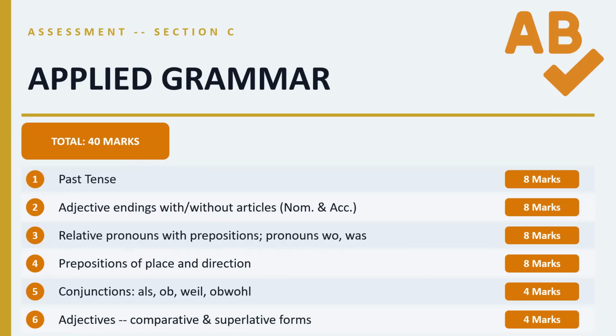Now the second topic you have to deal with is the past tense, Präteritum. Präteritum is for 8 marks. How to prepare for Präteritum? That also I will teach you in a separate Präteritum video. Then coming to relative pronouns with prepositions, and pronouns like wo, oder, was.